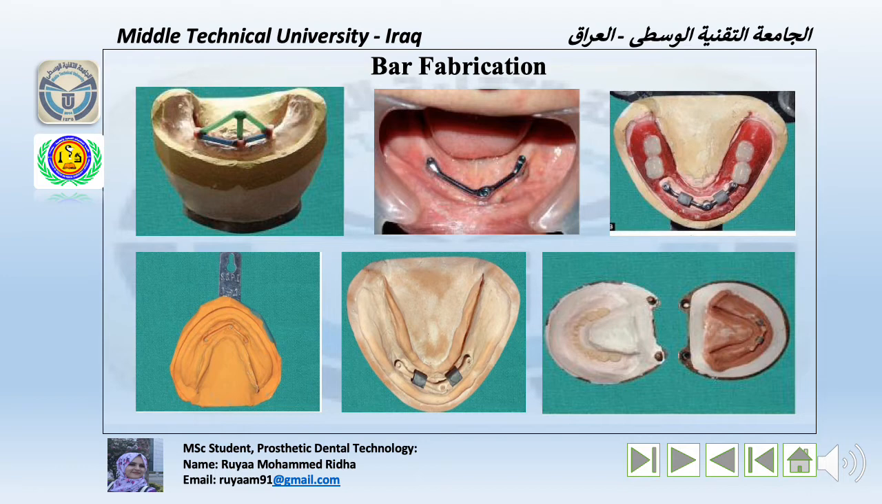On the final cast, positional clips are placed along with the metal superstructure, and the undercut surface area of the metal superstructure is blocked with type 3 gypsum product to avoid flow of resin between the positional clips and the bar. Then the complete denture is processed by the conventional technique.